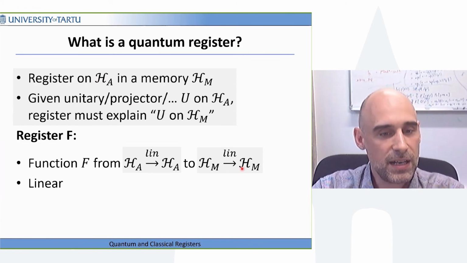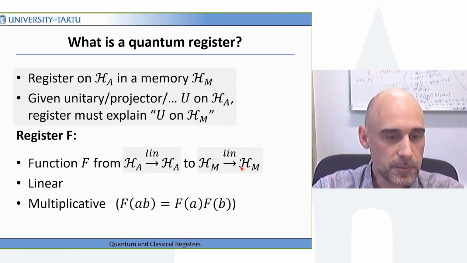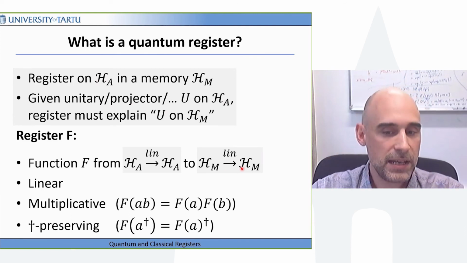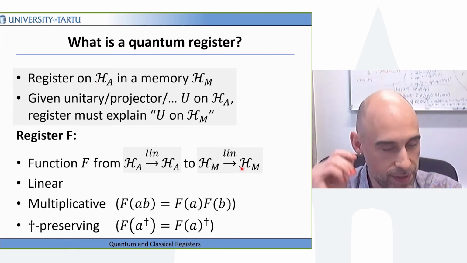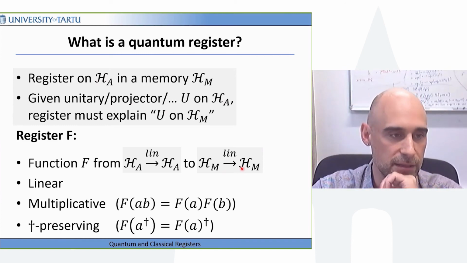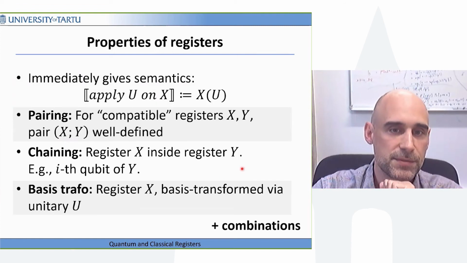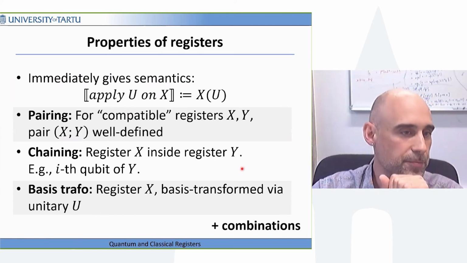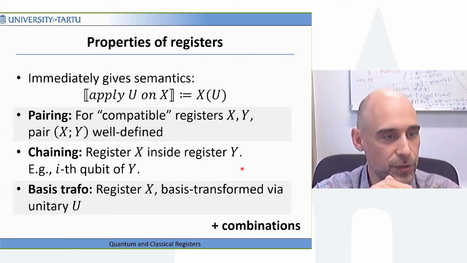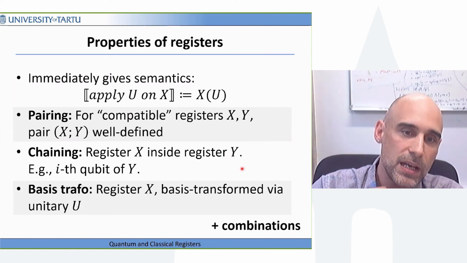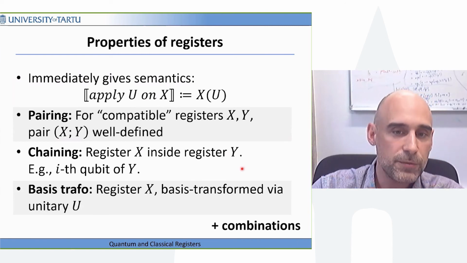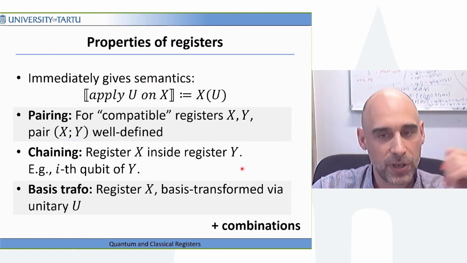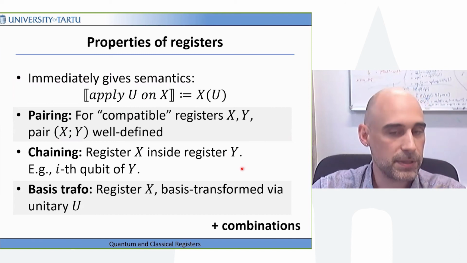These additional properties are that the function f should also be linear, it should be multiplicative, and it should preserve adjoints. There is motivation for all of these, but I will not go through them, so take them just as a given. So what does this give us? If we define registers in this way, first of all, we can easily model elementary registers, for example, the fifth qubit out of 10 qubits. And given the semantics of a register, we can very easily describe the semantics of a programming language. For example, apply U on X, how it operates as a unitary in the whole space, is just X of U, because that's what X tells us.